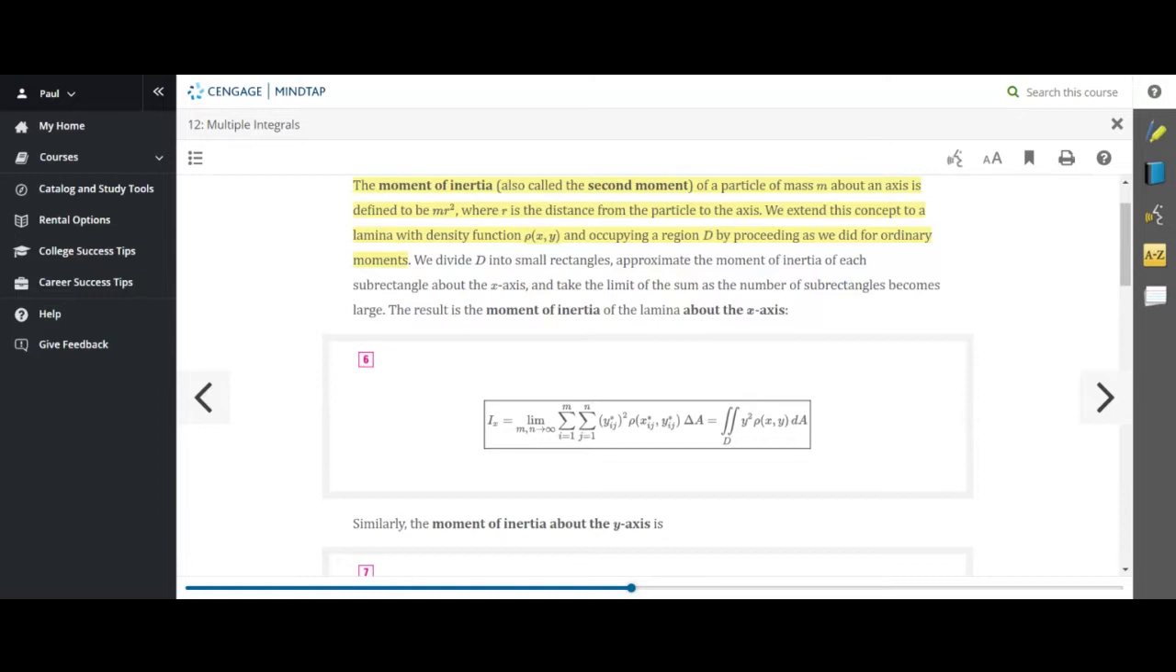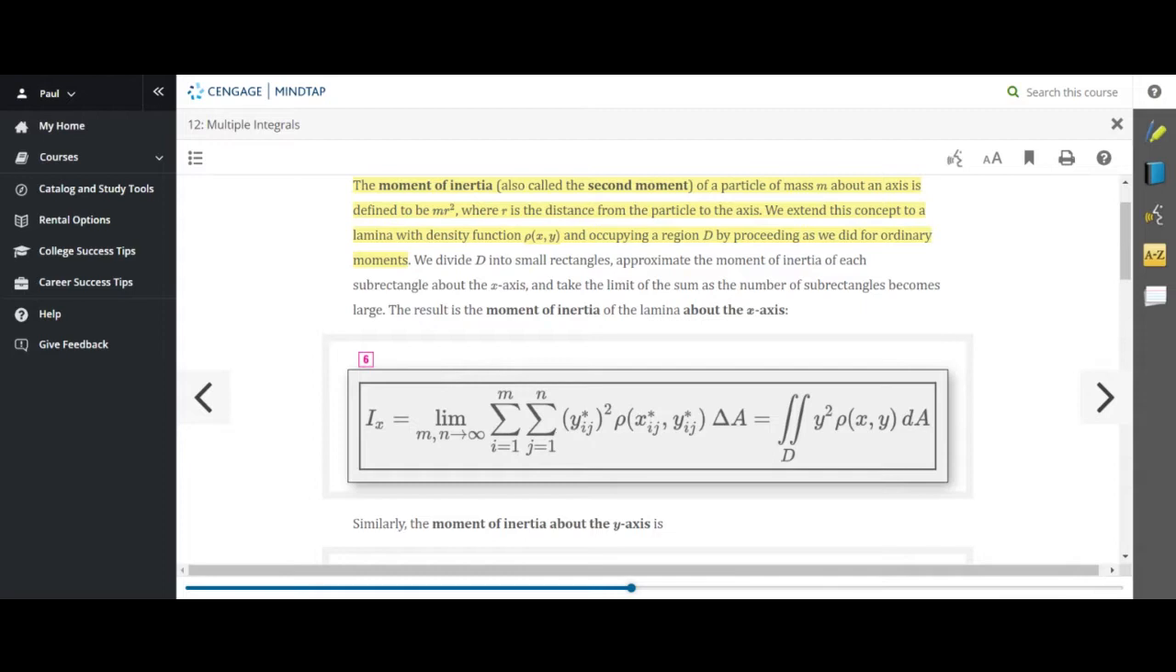because you'll likely see it in another class. Charles, what class did you see moment of inertia in? You told me you saw it. Was it Physics 2? Physics 1. Okay. All right. Well, thank you.